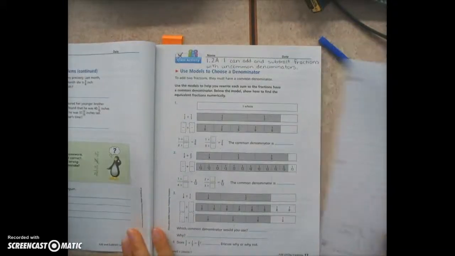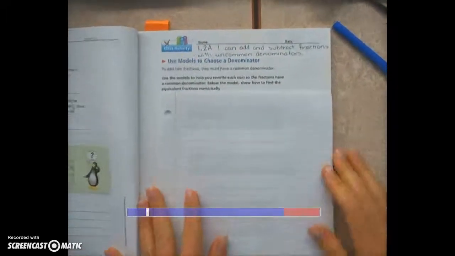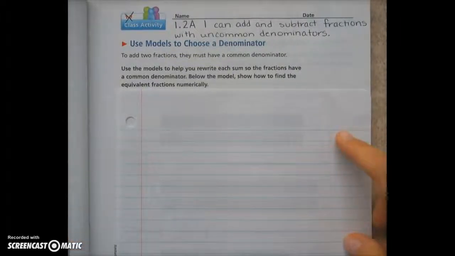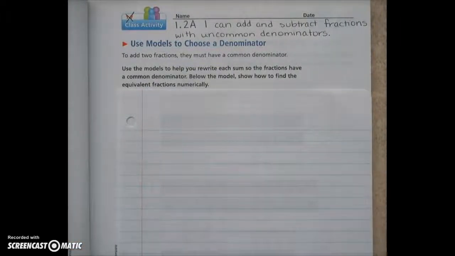We decided to kind of mess with you for a second. Make sure you have your workbook page. You don't have to have it upside down, but we're going to be using pages 17, 18, and 19 today. That should look a little better. Okay, so make sure on your workbook that you are writing in the learning goal. We are on learning target 1.2a. I can add and subtract fractions with uncommon denominators, and again, this is page 17.